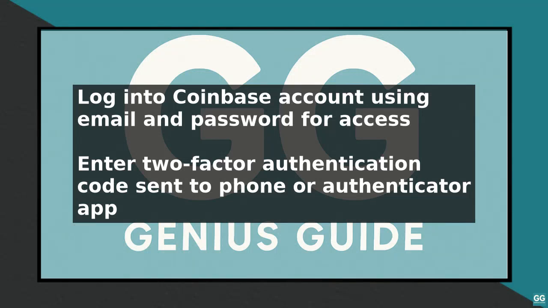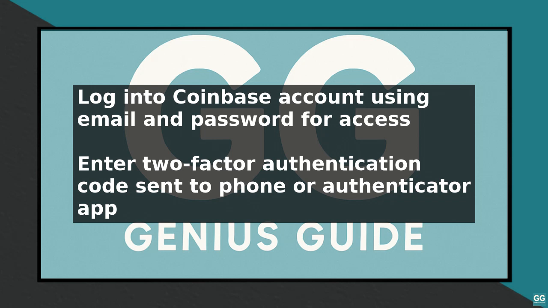To enable Coinbase Sell Crypto, start by logging into your Coinbase account using your email address and password. If you have two-factor authentication enabled, enter the code sent to your phone or generated by your authenticator app. Once you are logged in, click on the Buy and Sell tab at the top of the page. This will take you to the main trading interface where you can view your available balances and transaction history.